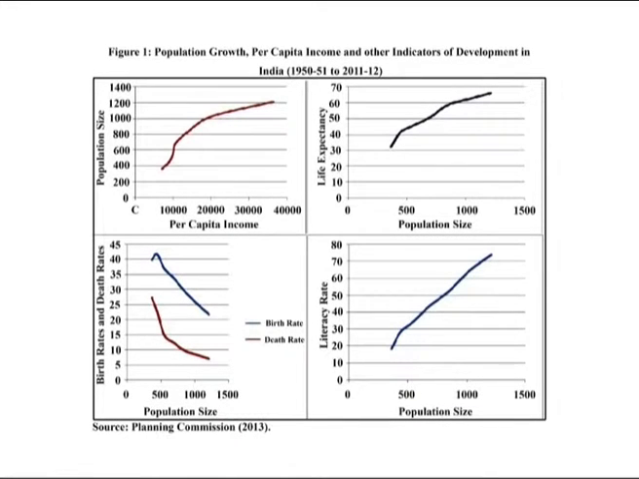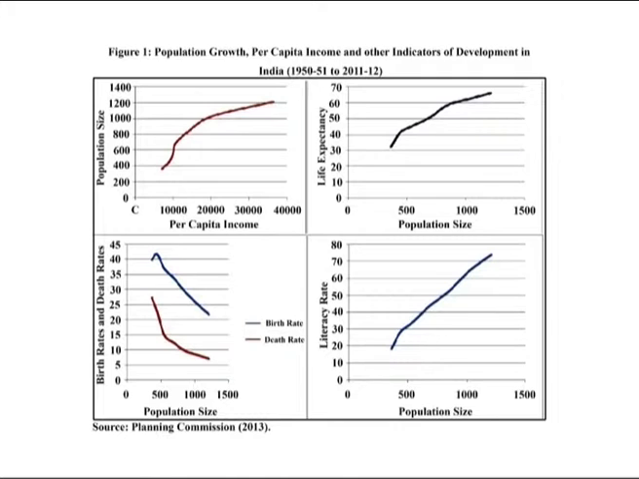We can also have a glimpse of population growth, per capita income, and some indicators of human development in this figure. The figure shows that the population growth in India has not in any way inhibited the process of development in the society. We can easily see that the population growth has been positively associated with income, literacy rate, and life expectancy, while we can see a negative association of population growth in India with birth rate and the death rate between the period 1950-51 to 2011-12.